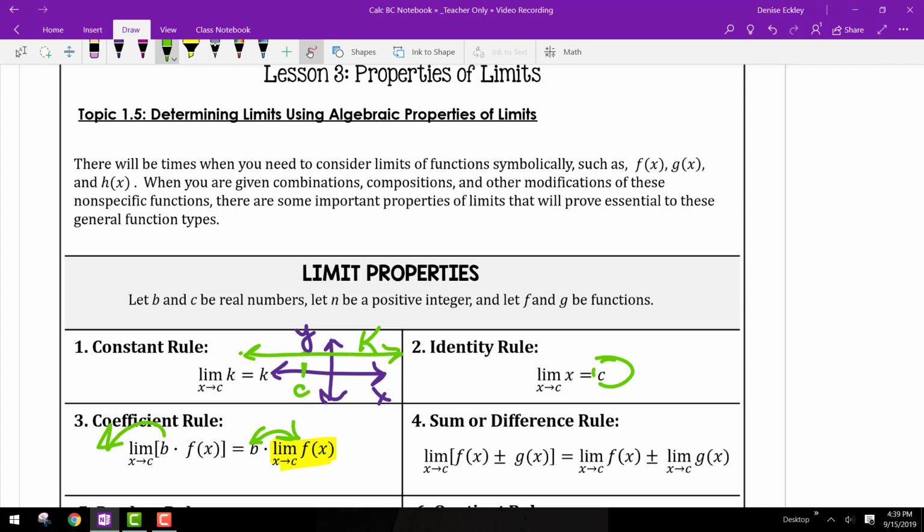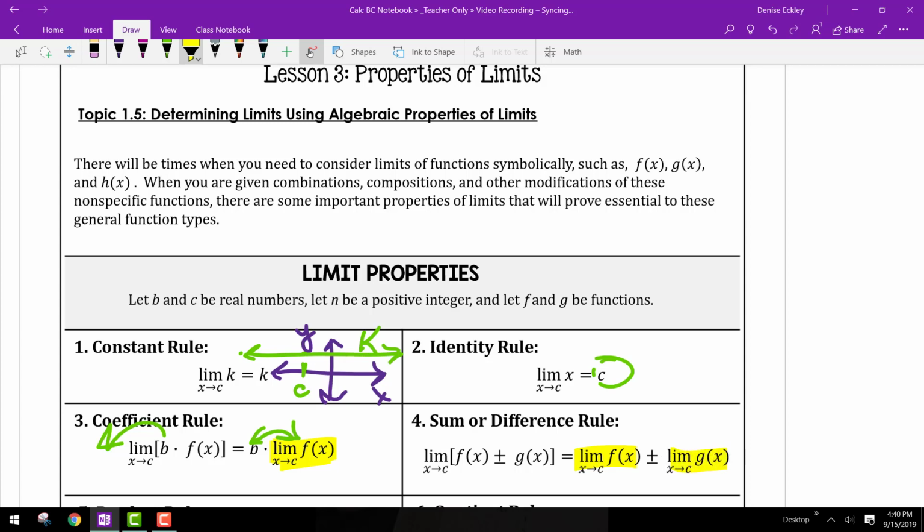Next is the sum or difference rule. As you'll see, we're taking the limit of f of x plus or minus g of x, one or the other. That's why we call it the sum or difference rule. And what we're showing is we can take the limit of each individual function. So we can take the limit of f as x approaches c and add or subtract to that, depending on the problem, the limit of g as x approaches c.